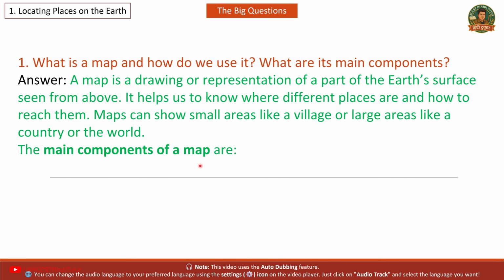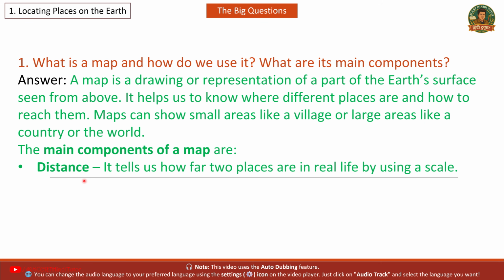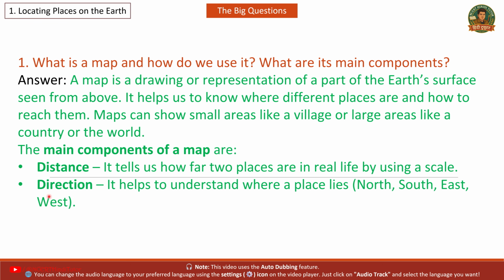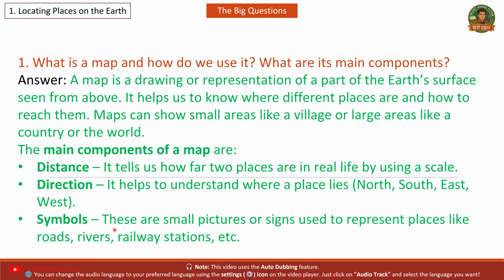The main components of a map are: first, distance. It tells us how far two places are in real life by using a scale. Second, direction. It helps to understand where a place lies: north, south, east, west. Third, symbols. These are small pictures or signs used to represent places like roads, rivers, railway stations, etc.